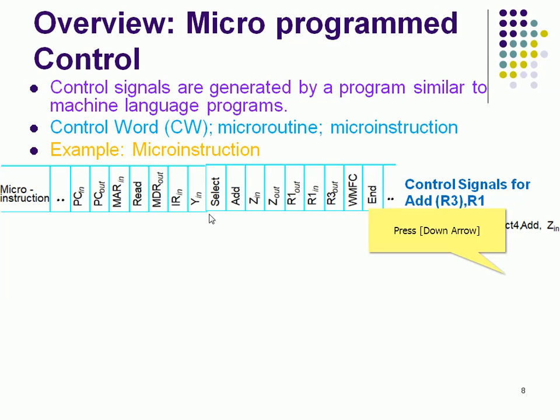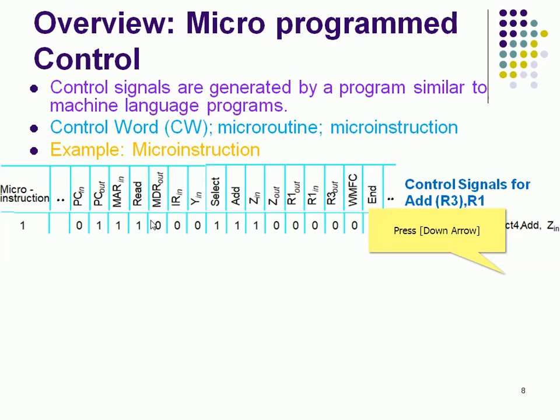Okay, so now how can we generate the micro instructions? Let us see the micro instruction. PC out is 1, and MAR in is 1. Read is 1. Select 4 is 1, and add is 1. Z in is 1. All others are 0, right? Whatever is 1, 2, 3, 4, 5, 6, these will be 1, and the remaining will be 0.